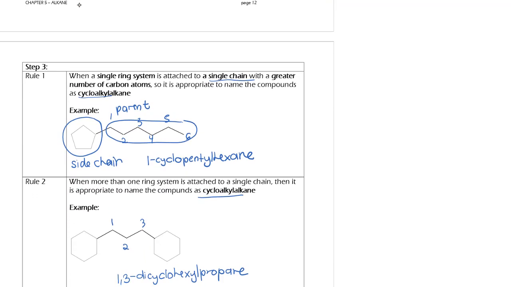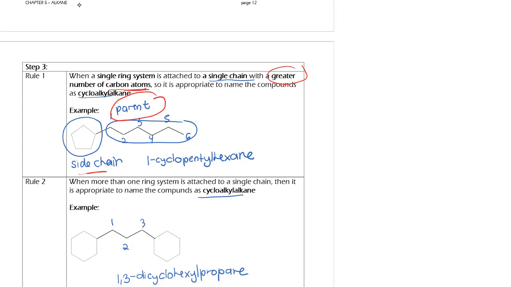Okay, so when a single ring is attached to a single chain with a greater number of carbon atoms, it is appropriate to name the compound as cycloalkyl alkane. What does it mean by that? When the cyclic compound is attached to the straight chain, and the straight chain has more carbons compared to the cyclic compound, the straight chain will become the parent. So right now your parent is hexane. The cyclic compound is the side chain or the substituent. So the name is 1-cyclopentyl hexane.